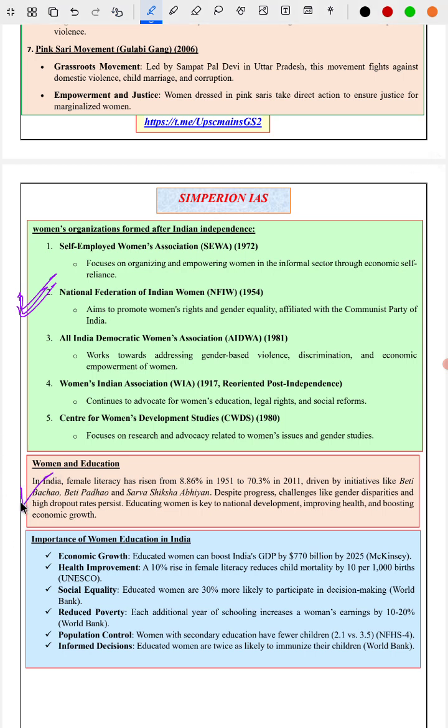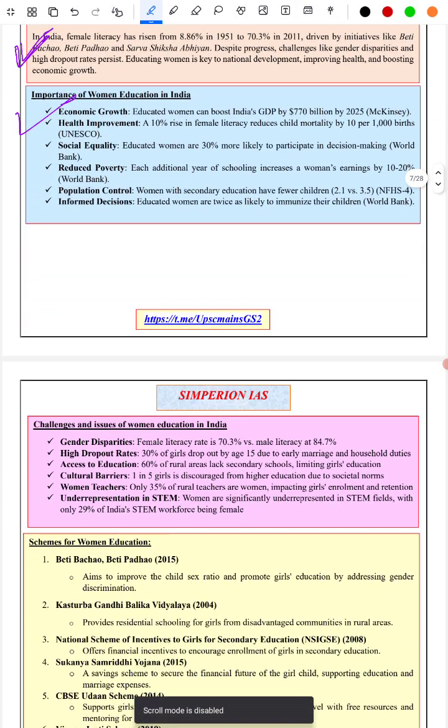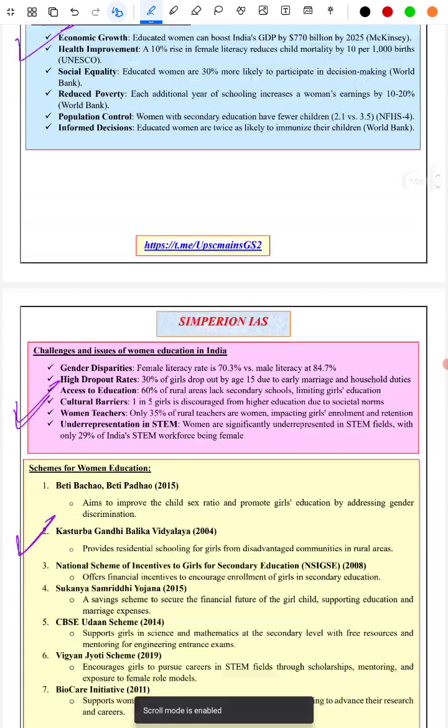Next, we have started with the first important topic, that is women and education: the importance of women's education in India, the challenges and issues for women's education in India, and the schemes for women's education.